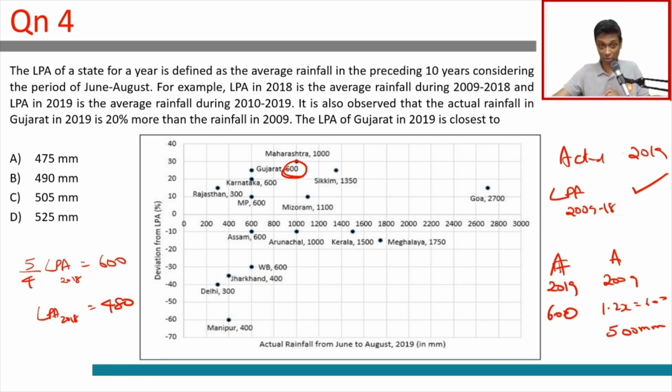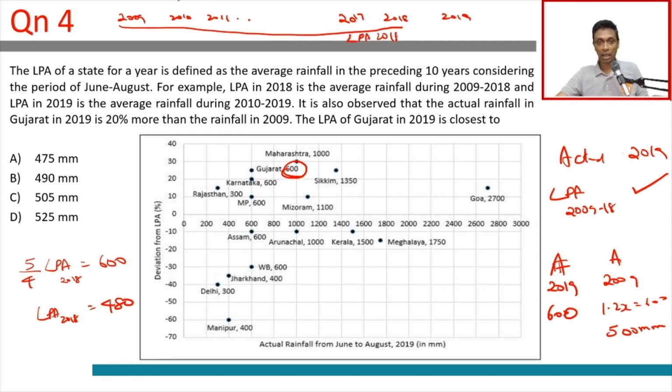And so I'm going to reimagine this. I'm going to write this down. So 2009, 2010, 2011, all the way till 2017, 2018, 2019. Average of all of this is LPA 2018. Average of all of this is LPA 2019. LPA 2018 is 480. 2019 rainfall is 600 millimeters. 2009 rainfall is 500 millimeters.